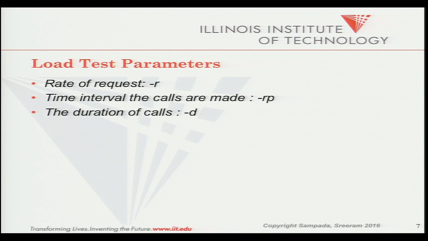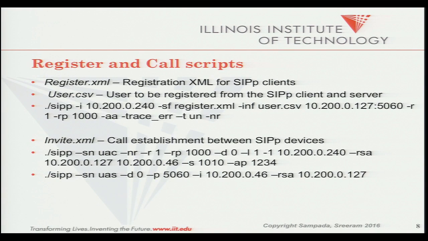These are the load test parameters. R represents the rate of request, RP is the time interval between the calls, and the duration of calls is denoted by D. These can be seen in the scripts which we have used. The first script is used for registration purposes. The SIP devices are registered with the FreeSwitch using the first script, and call establishment is done using the second script, which is shown below.